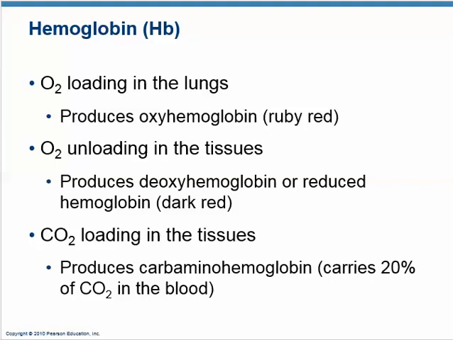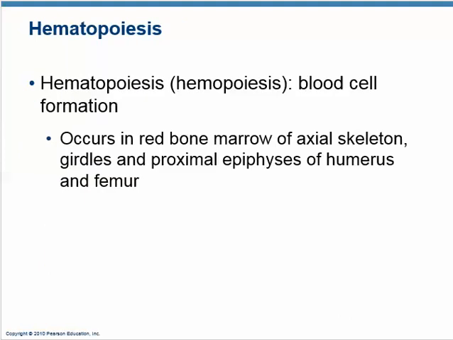In class, we talked about hemoglobin loading and unloading, and oxyhemoglobin and reduced hemoglobin, and carbon dioxide loading. And carbon dioxide, 20% of it is attached to hemoglobin. So where do these things come from? We actually call any blood cell production hematopoiesis or hemopoiesis. Either name is correct and acceptable.